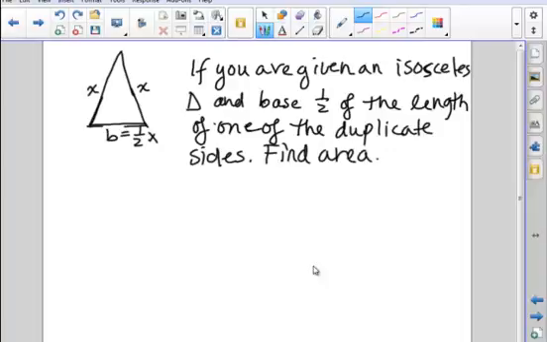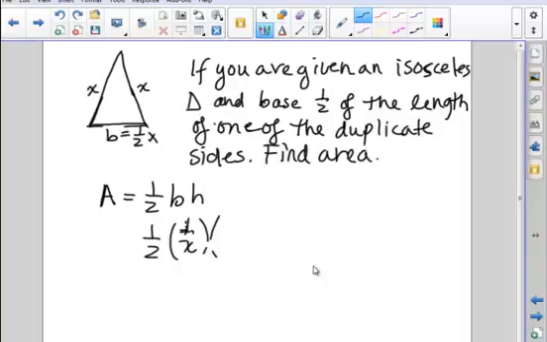So if it wants the area, you write down your area formula. What's the area of a triangle? 1/2 base times height. Then you have to put in what you know. Well, you don't know a lot, but you have something. So what do you know? b. What's b? 1/2 x. And then h, you don't know h actually.